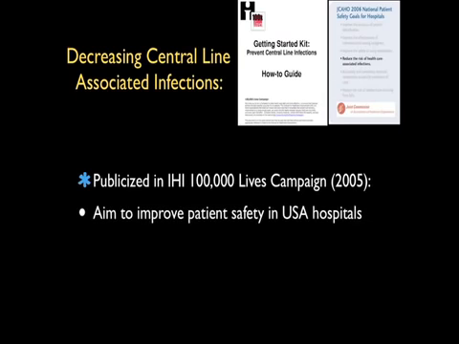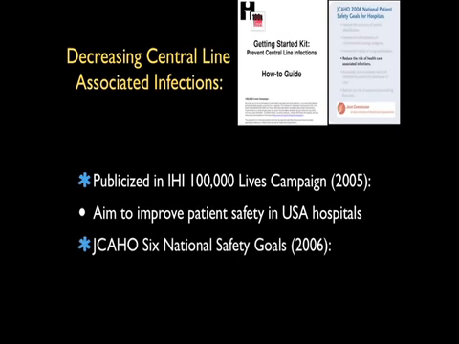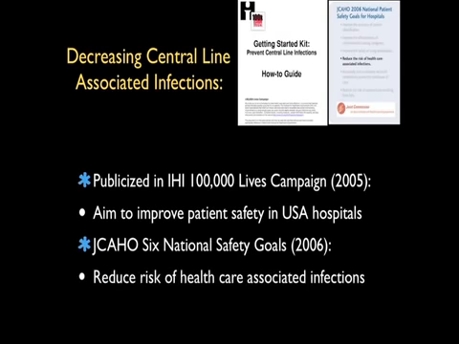Two major initiatives were the IHI 100,000 Lives campaign, which came out in 2005 with the aim to improve patient safety in all USA hospitals. Also in 2006, the Joint Commission, JCAHO, came out with the 6 national safety goals, also with the aim of reducing risk of healthcare-associated infections.